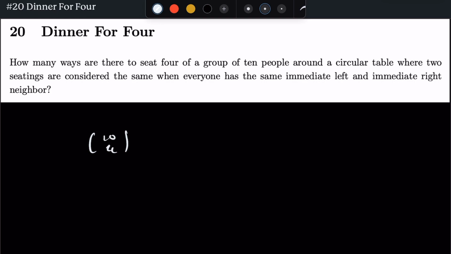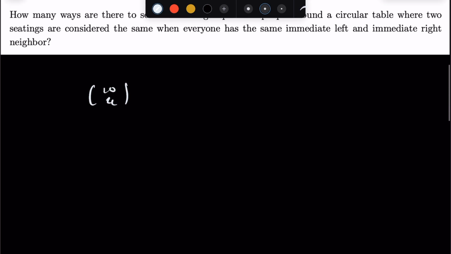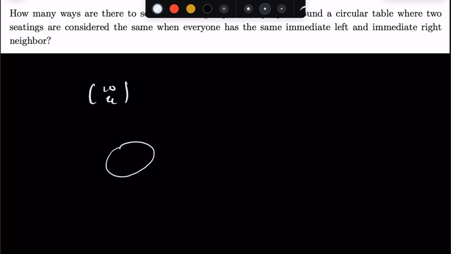The second subproblem, however, asks us to count the number of ways that we can order the chosen 4 people at a table, according to the description given in the question. Let's illustrate what exactly this means.